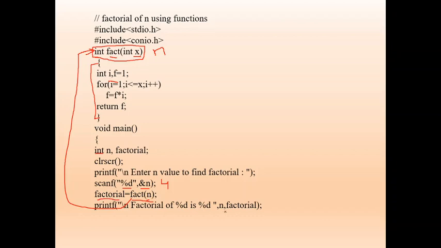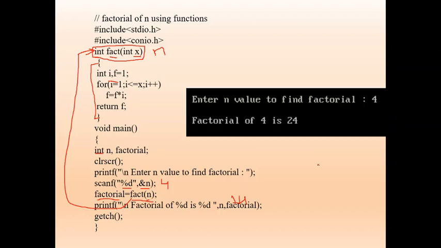So it will be printing here. If I give 4, it will print 24. Already we have discussed this in the example. Getch is to hold the output screen. Now you see the execution in a practical manner. So here is the sample output. Now we see the example.